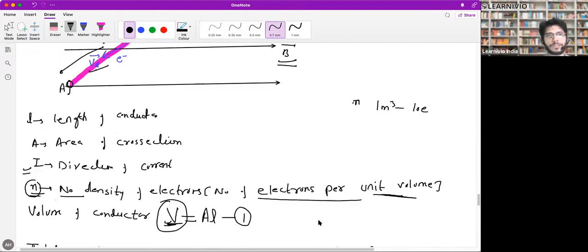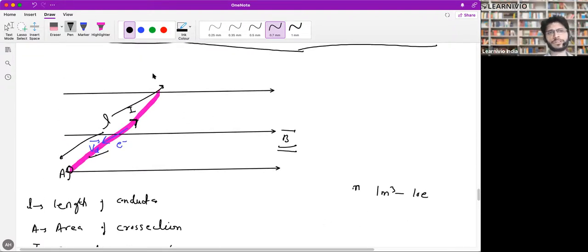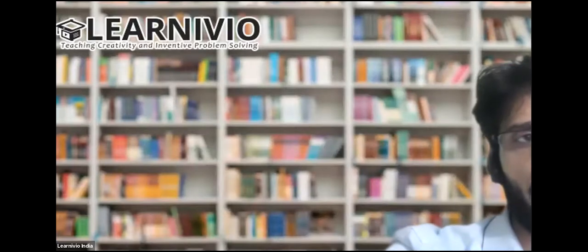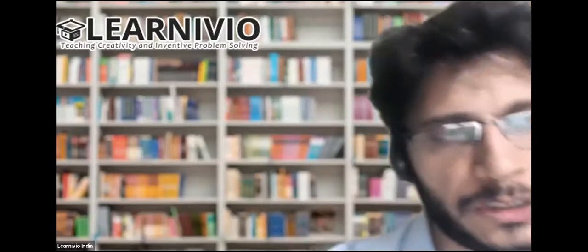Now let's apply the right hand thumb rule for this case. Draw this, you have already drawn this in your notebook. Take your right hand, place your fingers along the direction of current, and curl them towards the magnetic field. Where is the thumb pointing? Inwards. Everyone is getting inwards. So this is how we apply the right hand thumb rule. The thumb is pointing inwards. That means the direction of force is inwards.